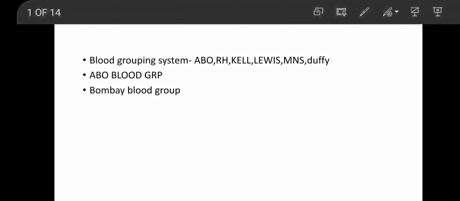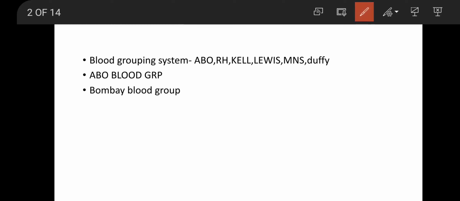So we are learning about blood transfusion. In blood transfusion, you should know about blood grouping systems. Most commonly used is ABO and Rh blood grouping. But you should know other names like Lewis, MNS and Duffy.